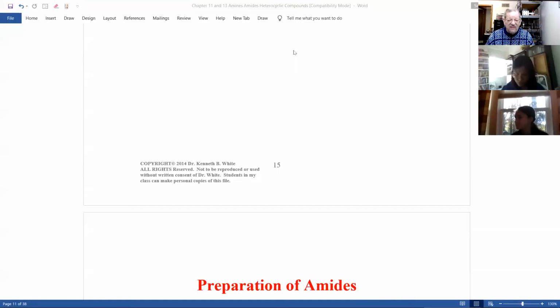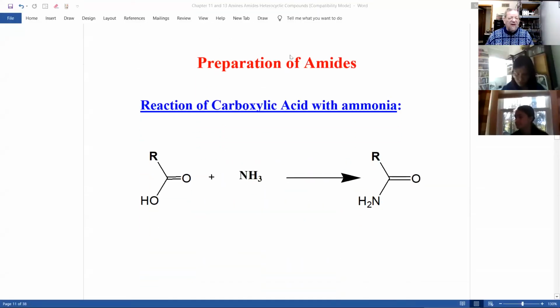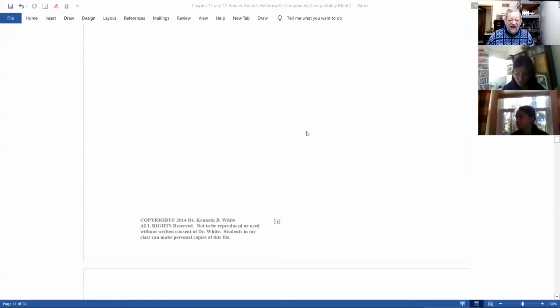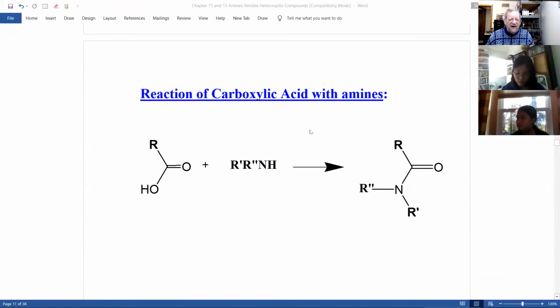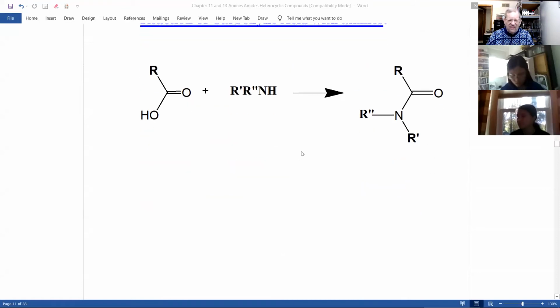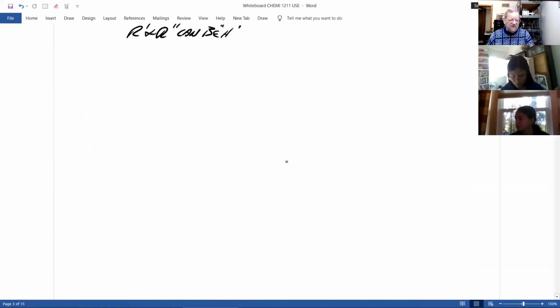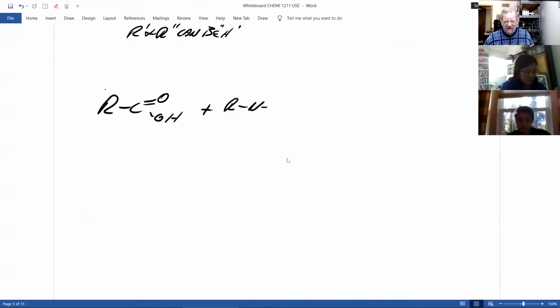Now, how do you make an amide? Good question. Now, I'm going to skip this slide, and I have a better way of doing it. This slide I'm going to rewrite on the whiteboard. It's the same slide, but you'll see I've come up with a different way. How do you make an amide? Start with a carboxylic acid plus either ammonia or an amine.